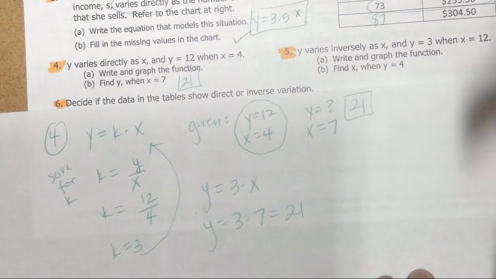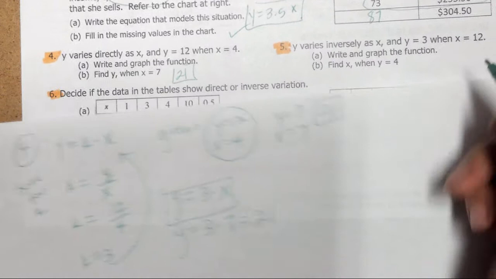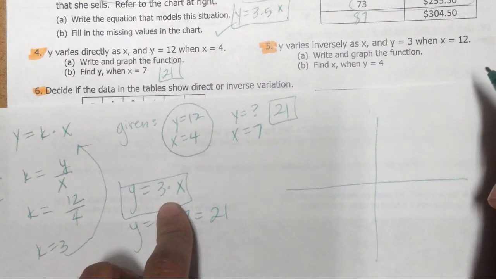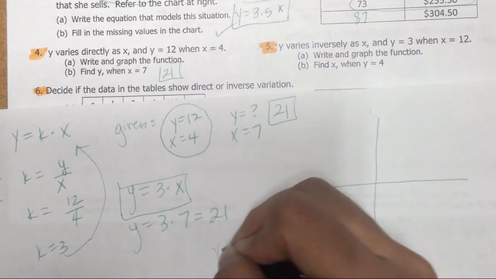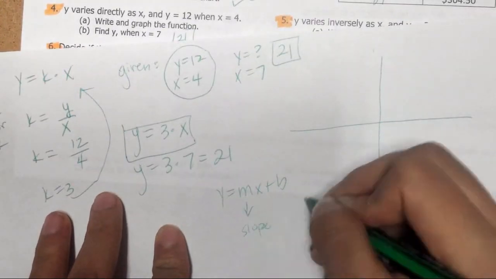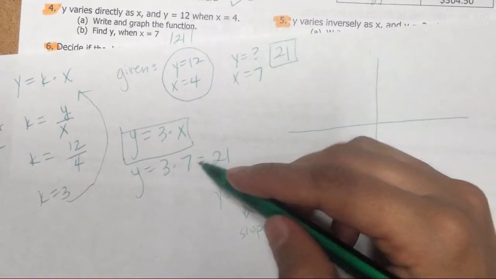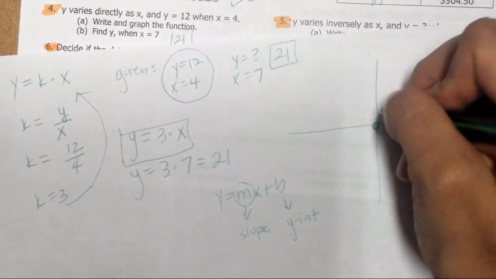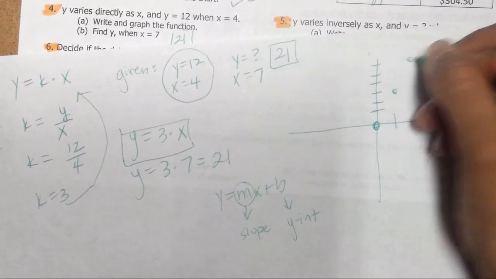Alright, so they want us to graph this function. So the equation is y equals 3x. I'm just going to graph it by hand because it's really easy. So that's the equation of a line, right? Your y-intercept is 0, because if you remember from Algebra 1, an equation of a line is y equals mx plus b, right? Your m is your slope. Your b is your y-intercept. So what I'm going to do here is my b in this case is 0, so I'm going to start at 0. And this m is 3, so I'm going to rise 3, run 1. Rise 3, run 1.